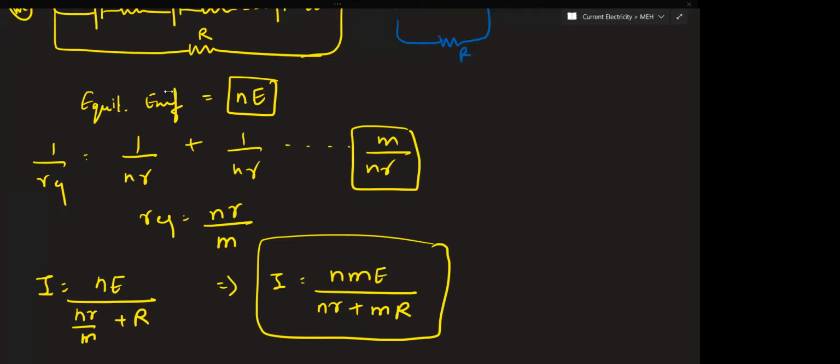All right, so I think most of you have completed. So that ends our current electricity lesson. We'll be starting with magnetic effects of electric current, that is moving charges and magnetism, chapter number 4 of NCERT. We'll do it in the next class.